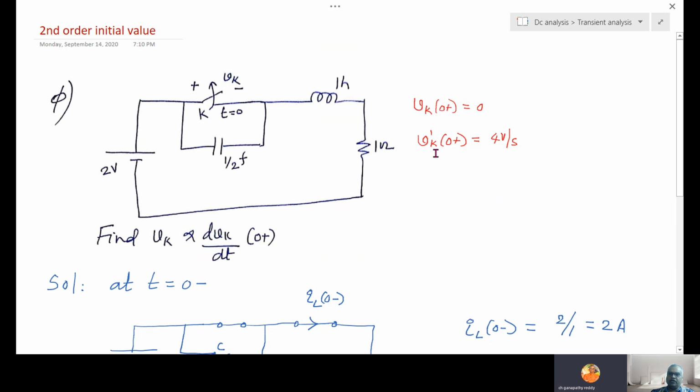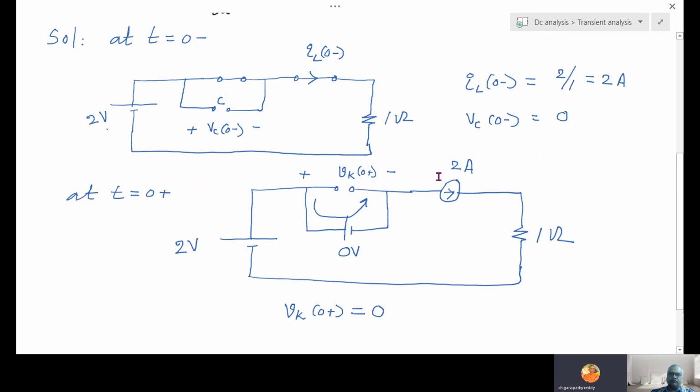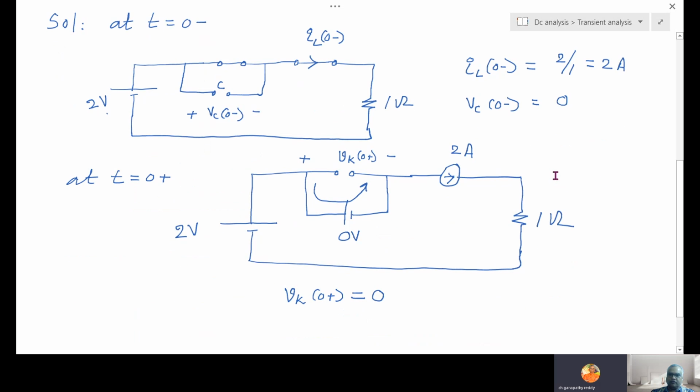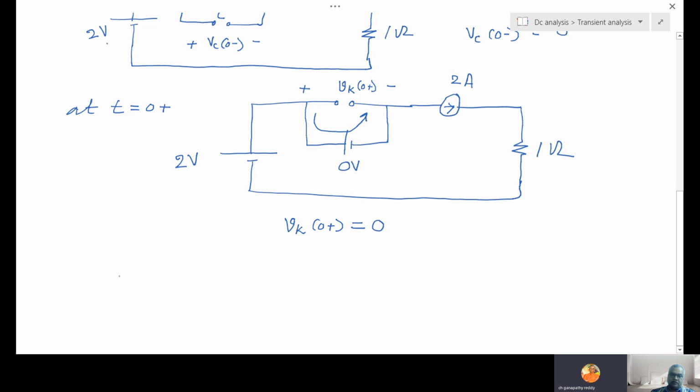Next we have to find Vk prime, that is dVk by dt. For that we need a higher order, like a first order derivative. So compulsorily we have to form a mesh equation or differential equation after the switch is open, because at 0 plus we are interested after the switch is open. So after the switch is open, go through this capacitor. Therefore, at t equal to 0 plus, write the mesh equation.